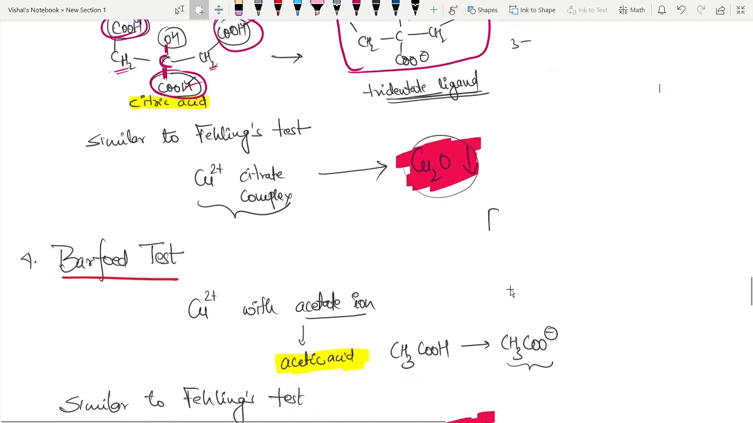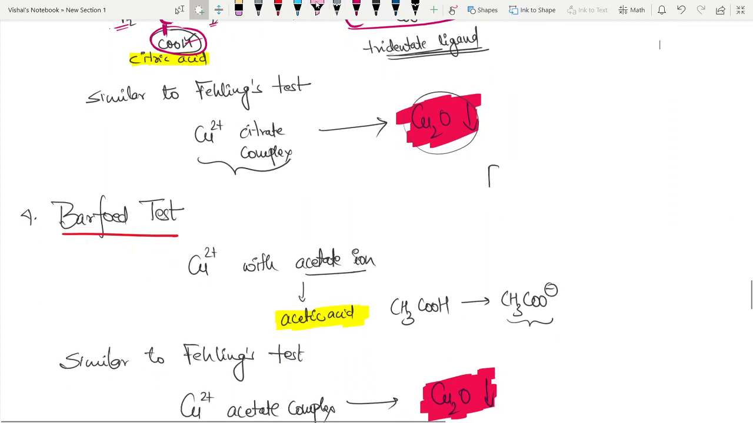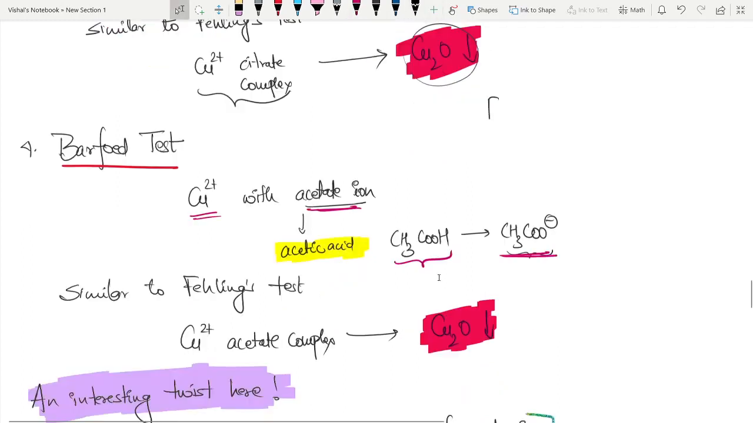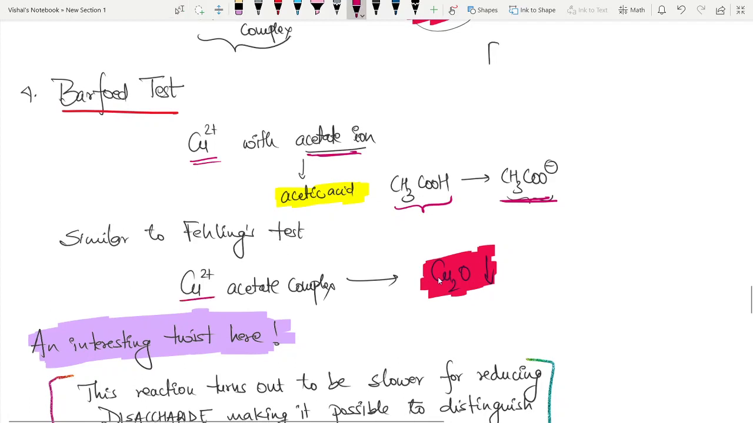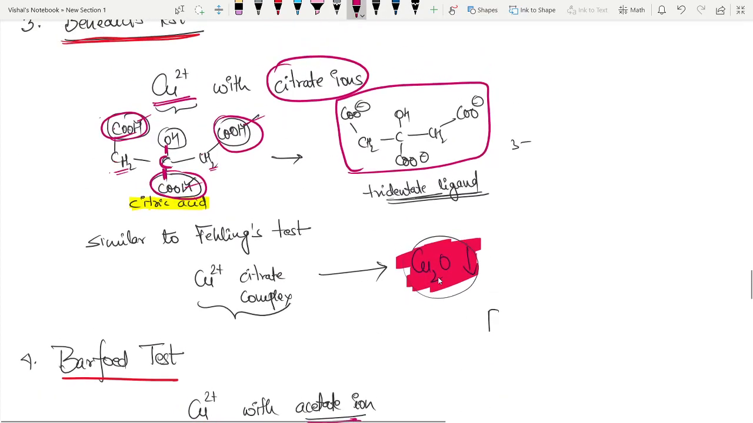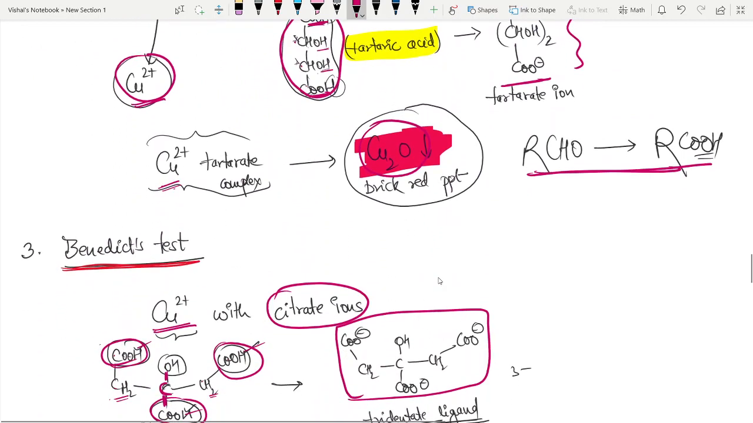Then we have the Barfoed test, which is again similar to the above two tests, and in this test you have Cu2+ with acetate ion, and I hope everyone knows what an acetate ion is. If you have acetic acid, you remove the H+ from here, you get an acetate ion, and this is a monodentate ligand. So in this you will have the Cu2+ acetate complex, which will get reduced to cuprous oxide. So three tests here which are almost the same with Cu2+.